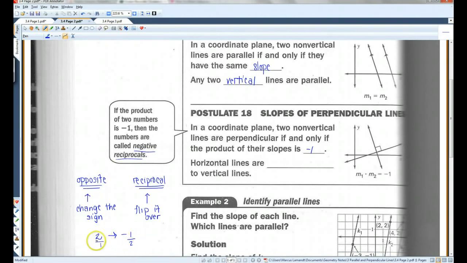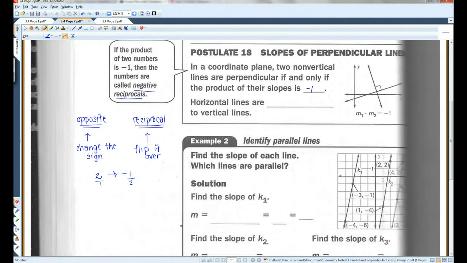And if you multiply 2 times -1/2, you're going to get -1. Okay? So, the product of their slopes are always going to be -1. Horizontal lines are always going to be perpendicular to vertical lines.